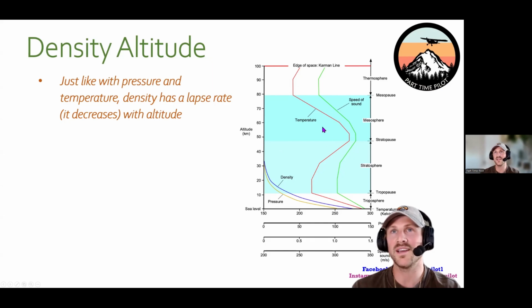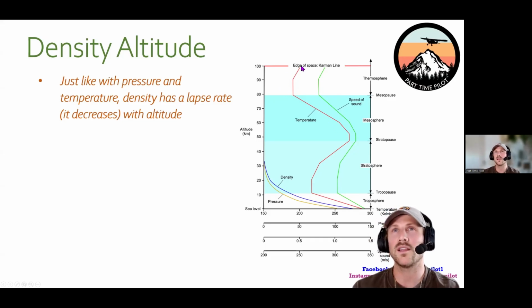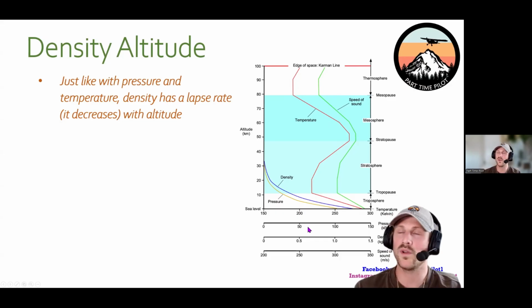We're not going to be flying up here. This would be if we go to space. But one thing interesting is the temperature. So these two lines are the temperature, or I guess the speed of sound. Temperature is red. But if you see, we've got that temperature lapse rate. But then once we get to the stratosphere, it actually reverses. And then it reverses back, and it reverses back. We don't have to know about that, but it's just something interesting.